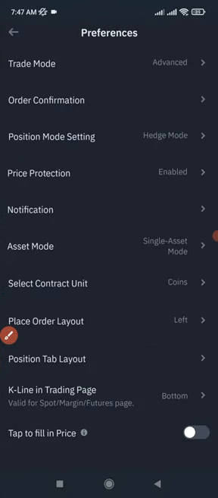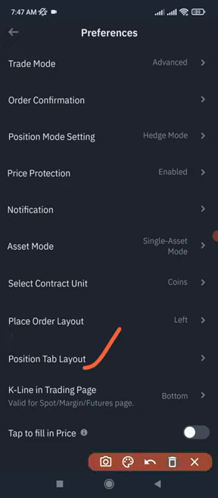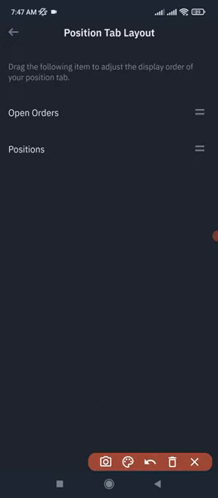Then go back again. The next setting we have here is the position tab layout. For the position tab layout, you have open orders and then the position. You can just switch this the way you want. If you want the open orders to be second to the position orders, you can do that. If you want the position order to be second to the open orders, you can do that.